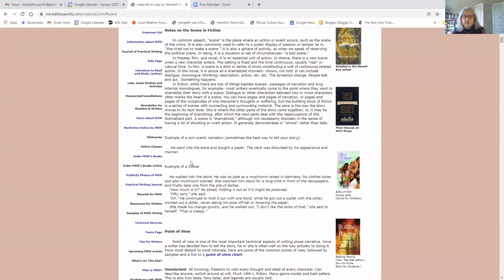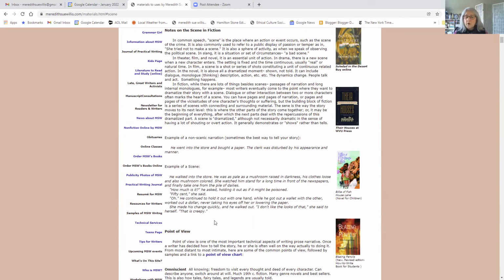So for example, here, if you look at my cursor, you'll see an example of non-scenic narration, and it's very important to know this is sometimes the best way to tell your story. So for example, maybe all you need is he went into the store and bought a paper. The clerk was disturbed by his appearance and manner. But on the other hand, you may want to bring this to life. You may want to dramatize it. You may want to make it easier for somebody to use their imagination and their empathy and to experience it. So here is a scene version of that.